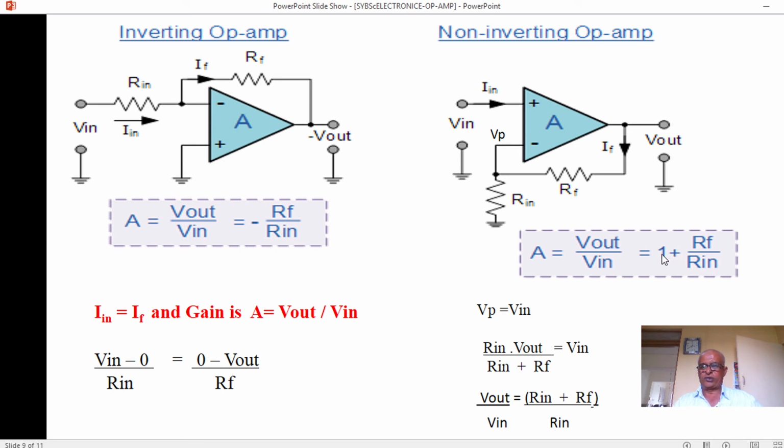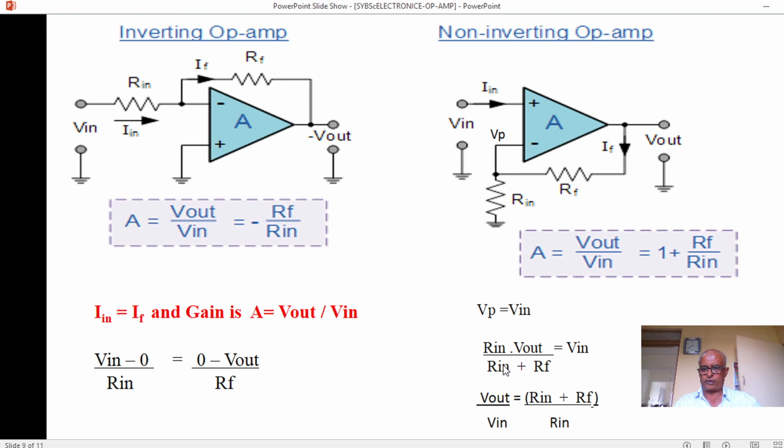This we can derive by simply considering that the voltage at the positive terminal Vp of the op-amp is equal to V in, the applied voltage. Now to write the voltage at the inverting terminal, we can consider the current flowing through this resistance. The current is voltage upon total resistance. So the voltage is V out divided by the total resistance, Rin plus Rf.